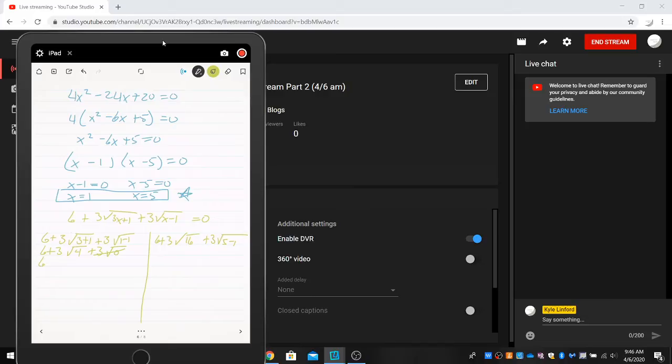Now, let's say 6 plus 3. And by the way, this has to equal 0. Oops, I better make sure I write that. Equals 0. That's what we're supposed to be checking. So we have 6 plus 3 times root 4. Root 4 is just a 2. So we have 6 plus 3 times 2 is 6. That doesn't equal 0. So this solution is extraneous.